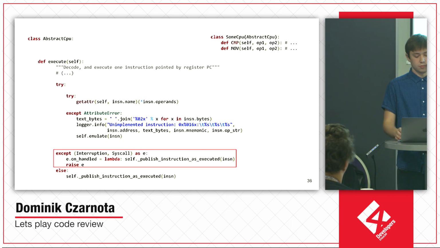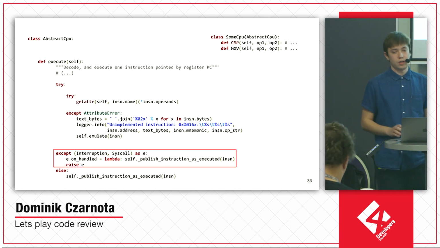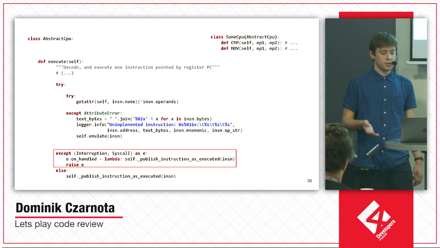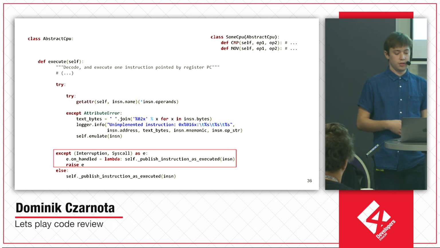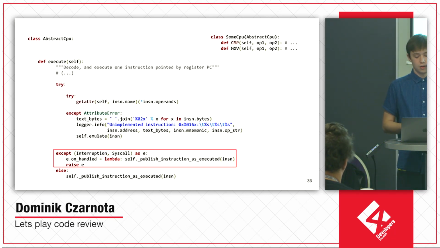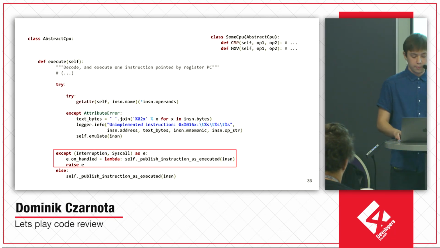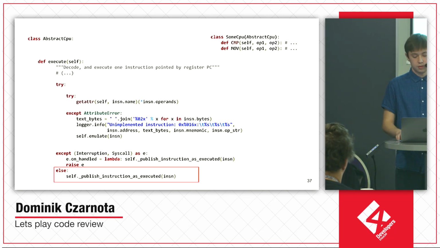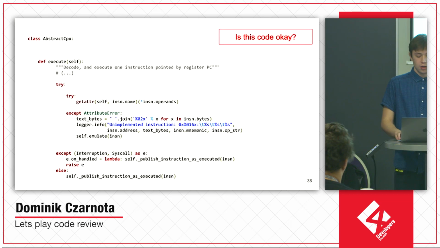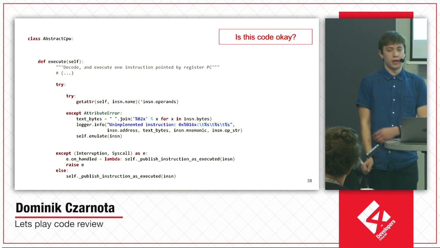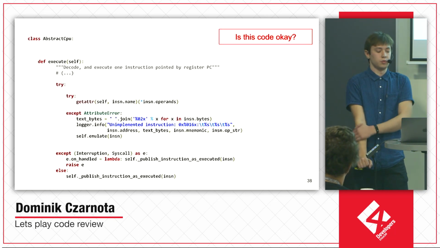And there are also some other things, like whenever there is an interruption inside the machine or a syscall is called, the exception is thrown and a hook is applied to this exception. Yeah, and there's some event published whenever the instruction is executed, so other people can provide their own hooks whenever something is executed. So the question is, is this code okay? Are there any bugs here or things that could be improved? What do you think?